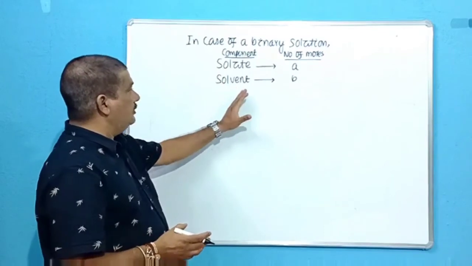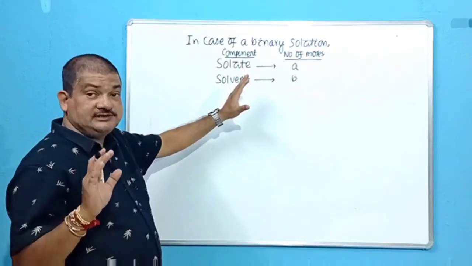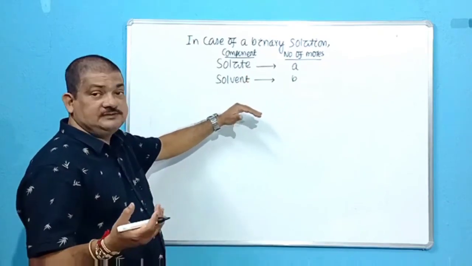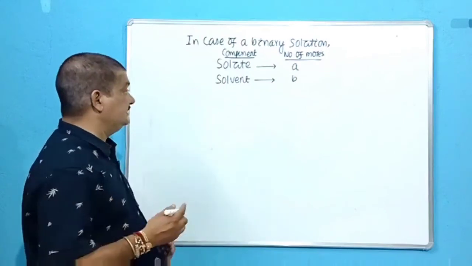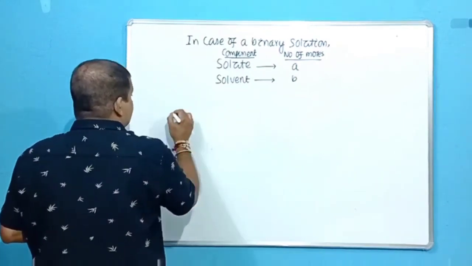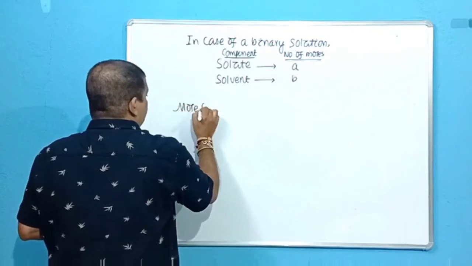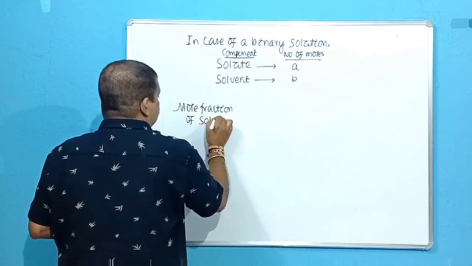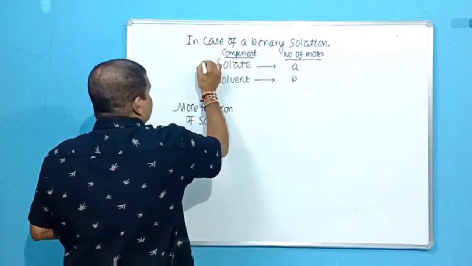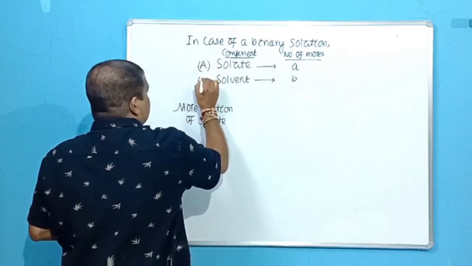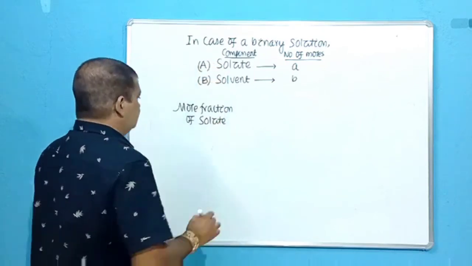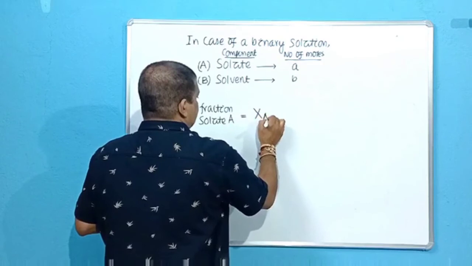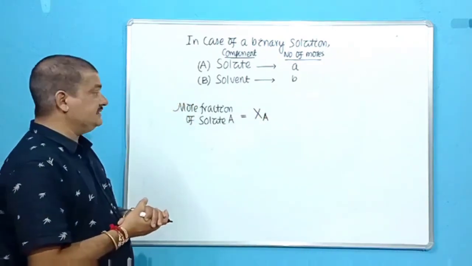So what do you follow? Now the number of moles of solute. Solute means which is present in lower concentration. Lesser quantity is always the solute. Solvent means which is present in higher quantity or higher concentration. So what will be the mole fraction of solute? Let us say A is the solute, B is the solvent. Okay, solute A. It will be written as XA. Remember, it will be written as XA.